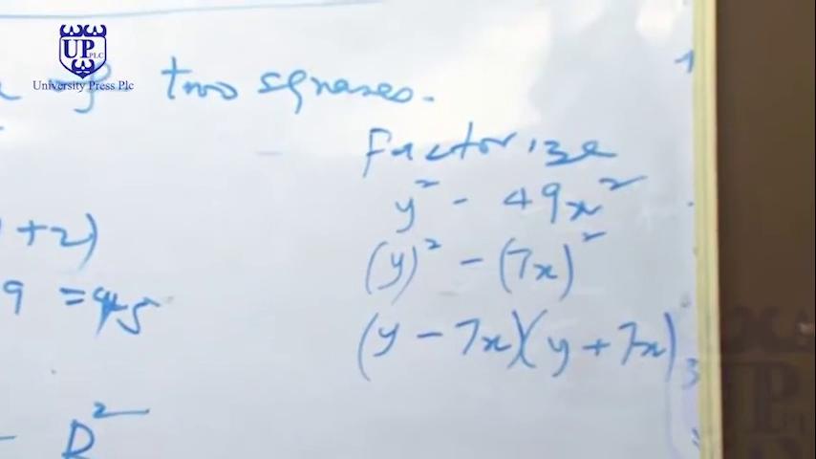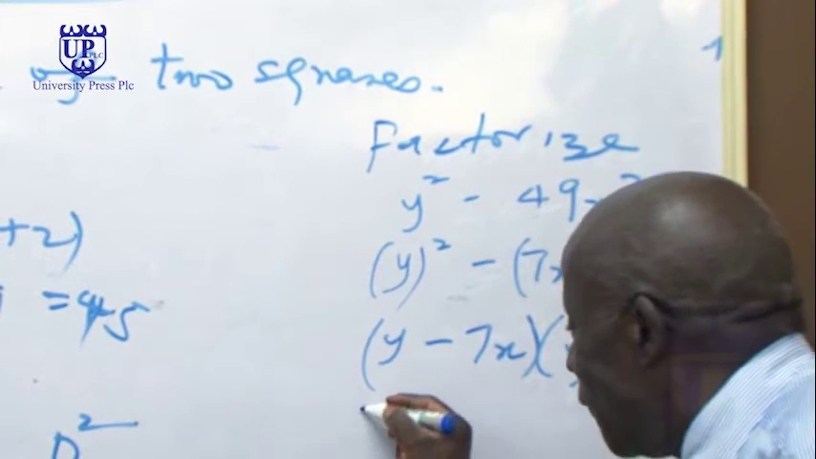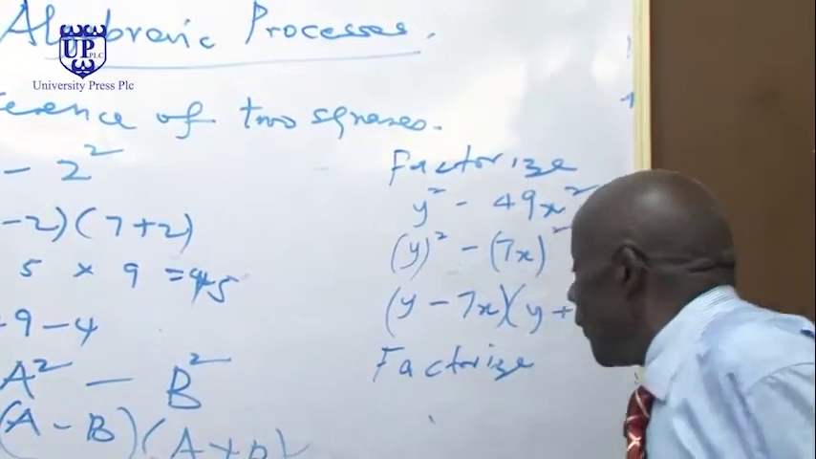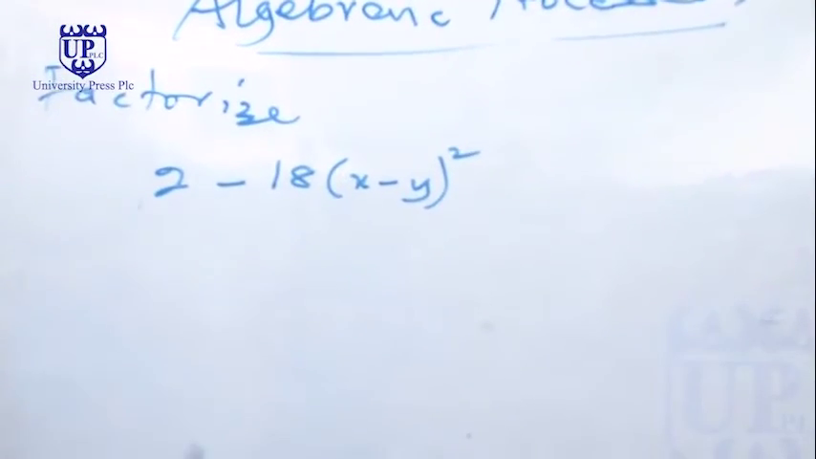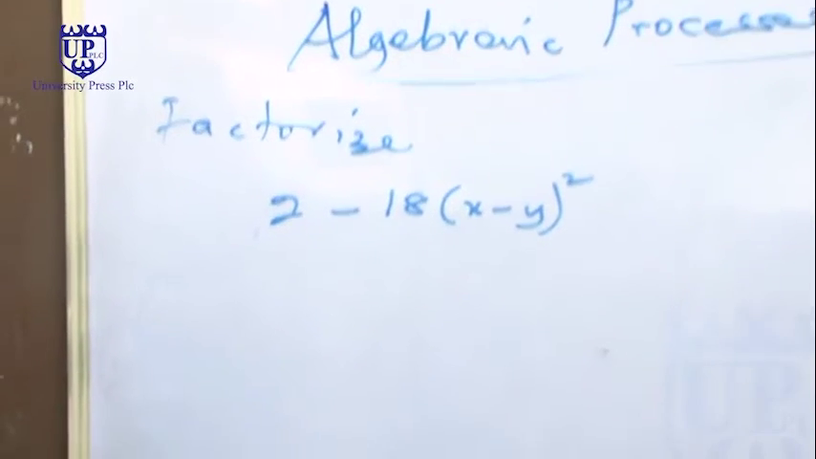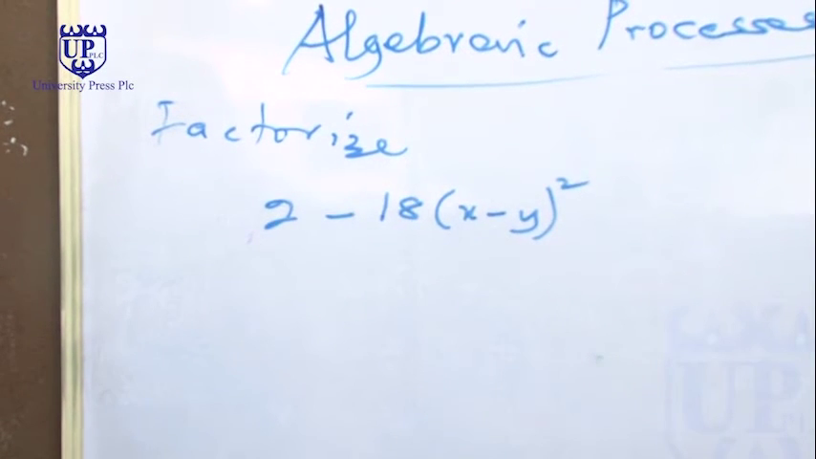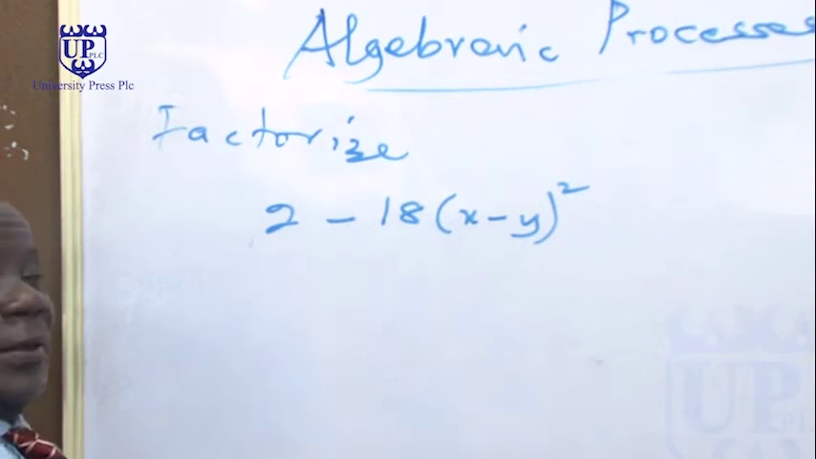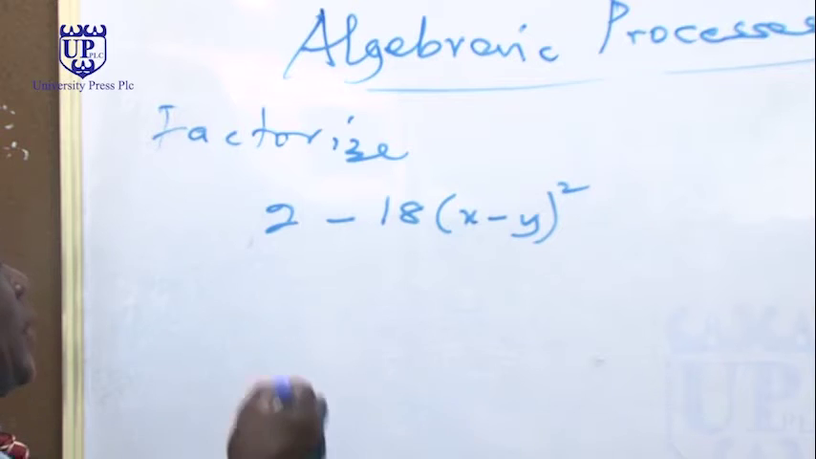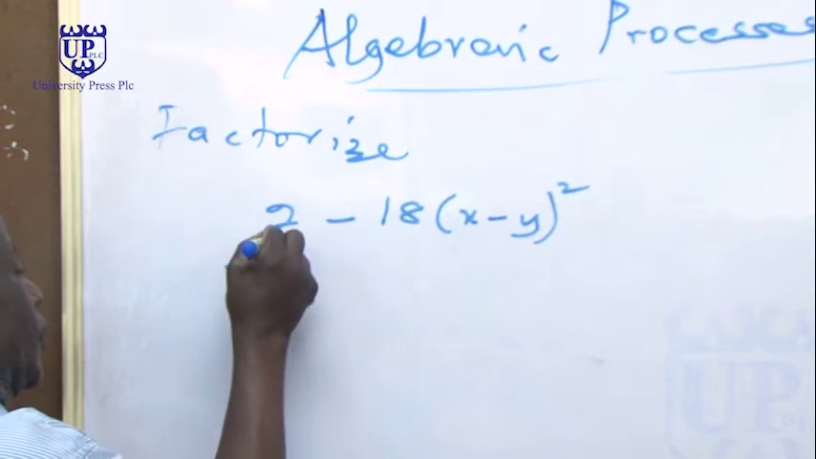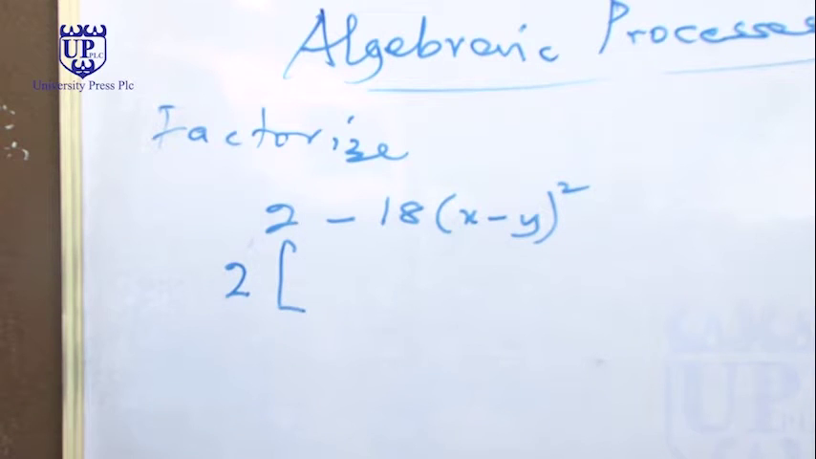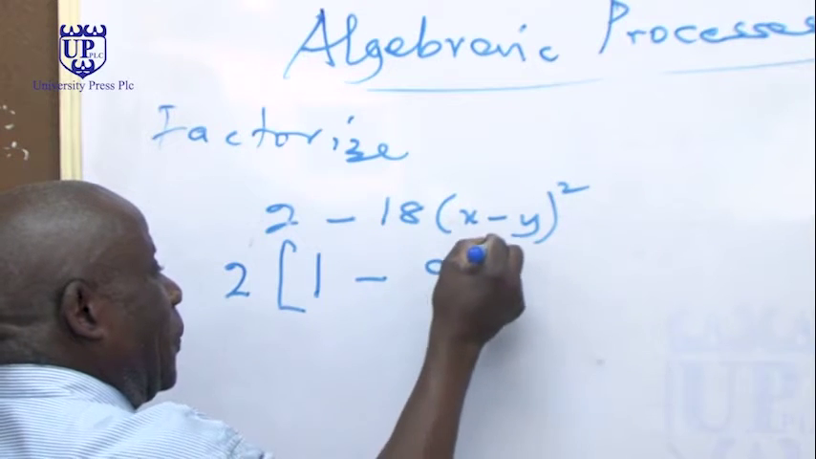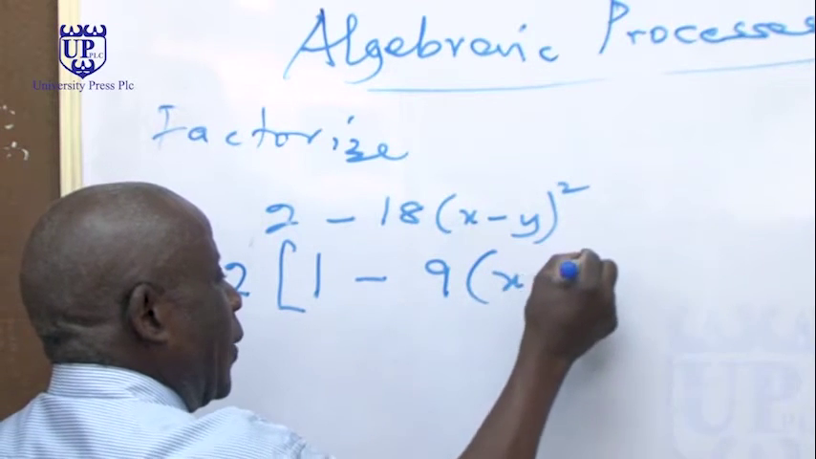Another one. Let's say we are asked to factorize again. You will be thinking this is not difference of two squares. It looks like that, but it is difference of two squares. You have to do one thing. You know this is 2. It's not a perfect square. 18 is not a perfect square. But when you take 2 out, this one remains 1 minus 9 bracket x minus y all squared.